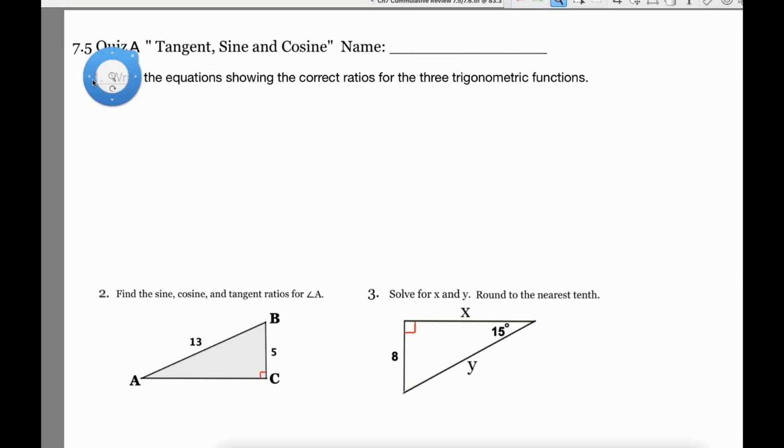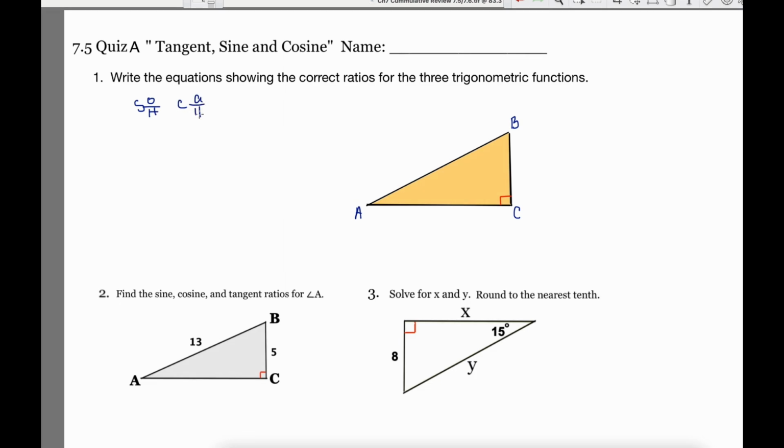In this video we're doing a cumulative review of Chapter 7, and I'm starting off on 7.5, which was our three trig functions, tangent, sine, and cosine. For this first problem, I just want you to write the equations showing the correct ratios. We know SOHCAHTOA is a way that we can remember those equations.